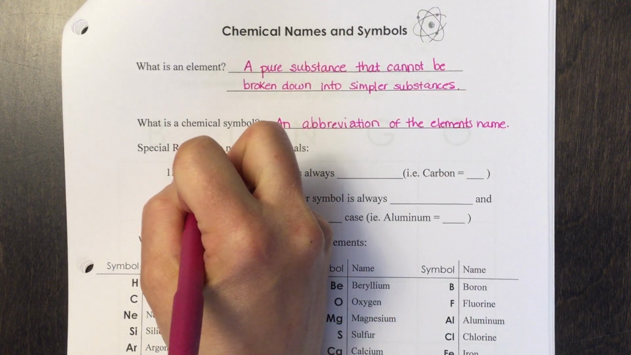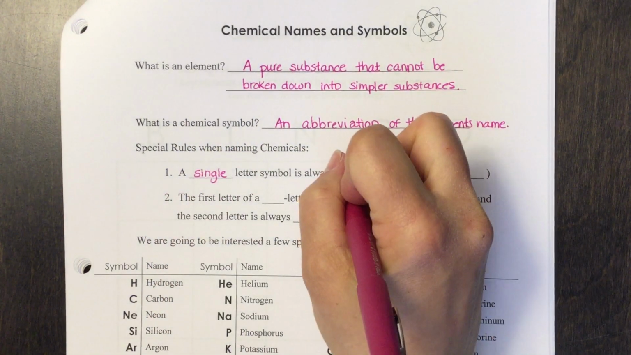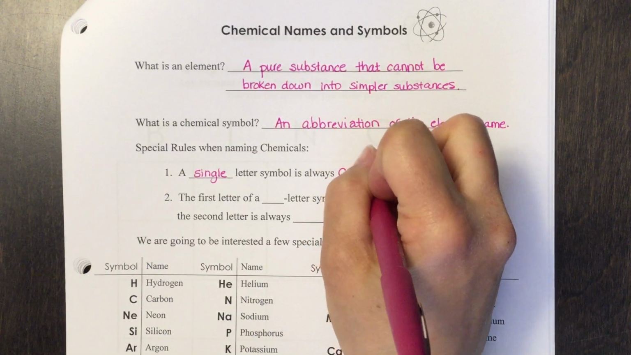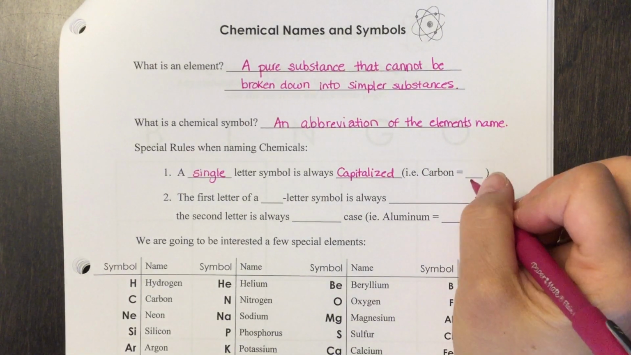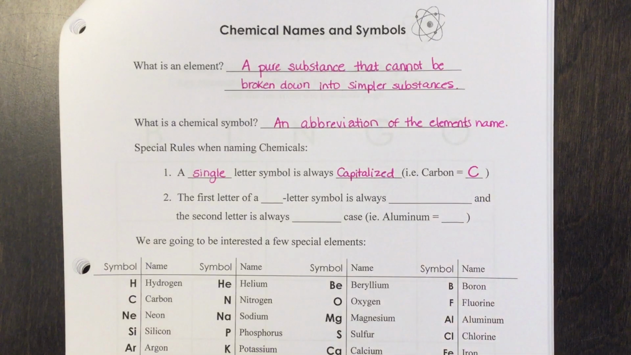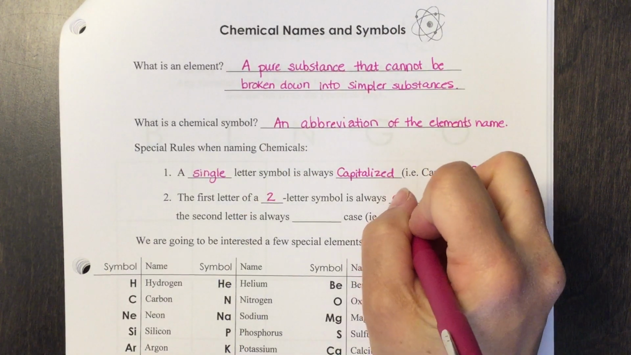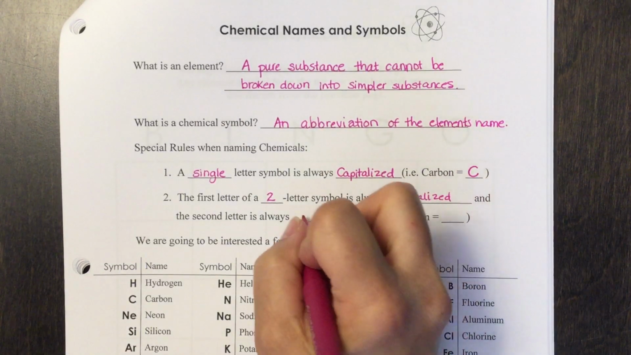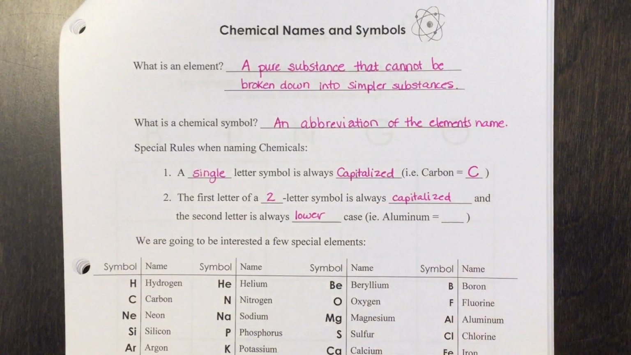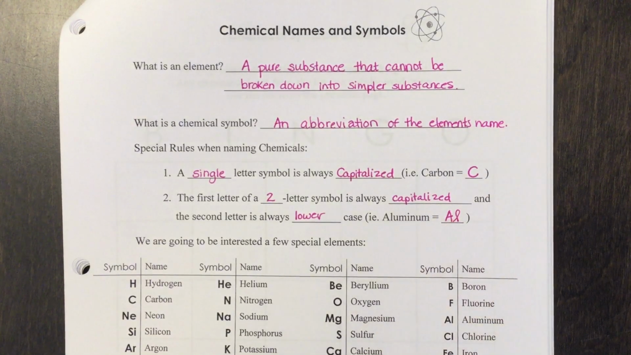First, a single letter is always capitalized. So for example, carbon, the atomic symbol for carbon is C. Number two, the first letter of a two-letter symbol is always capitalized, and the second letter is always lowercase. So for example, aluminum is capital A, lowercase l.